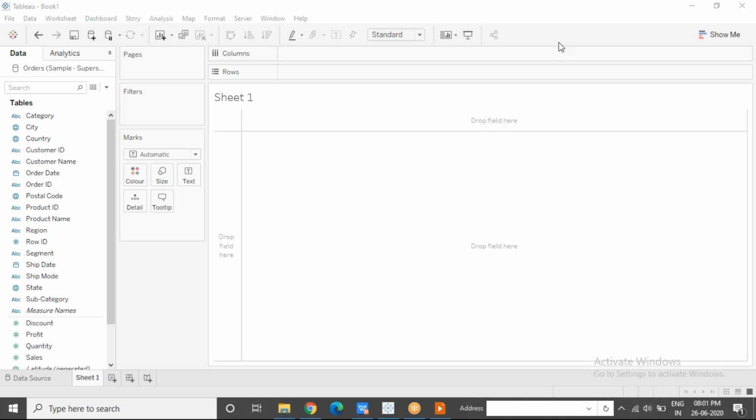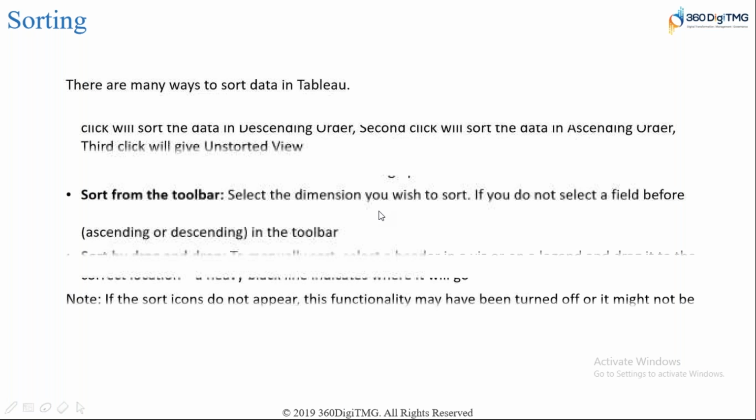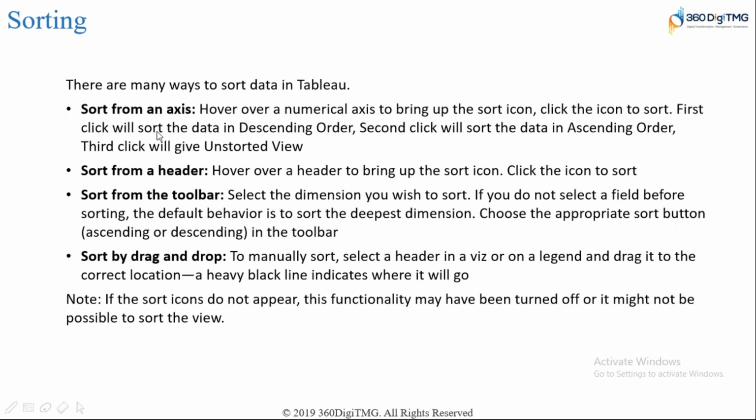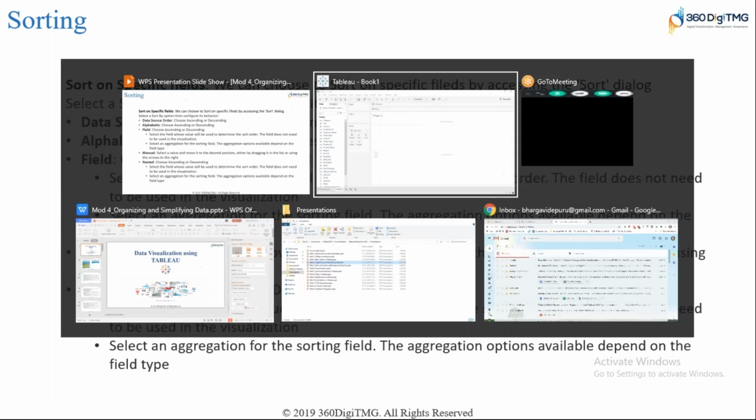All right. So yesterday we had discussed the concepts of sorting and filtering from this module 4, which is about organizing and simplifying the data. So under sorting, we know that we can sort the data from the axis, from the header, from the toolbar using the drag and drop feature, which is manual sort, or by accessing the sort dialog box from the field whose members we would like to sort and arrange in a particular sequence.